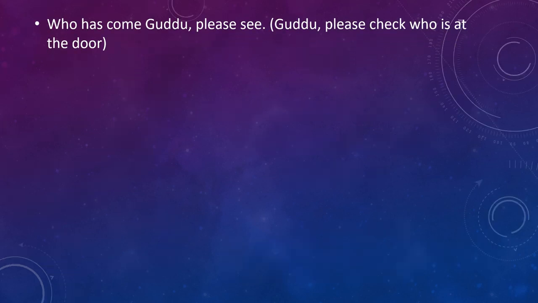So suppose somebody is at the door. Gudu is the name of a child. I have just created a situation over here. In English it will be, Gudu, please check who is at the door. But I am telling you the literal translation because the syntax of Hindi or Bhojpuri and English changes. That is why I have written both so that you will get an idea. Who has come, Gudu, please see. That will be the literal sentence I will be telling. But the meaning is, Gudu, please check who is at the door.